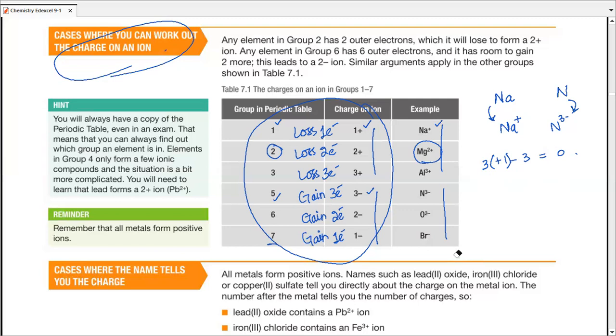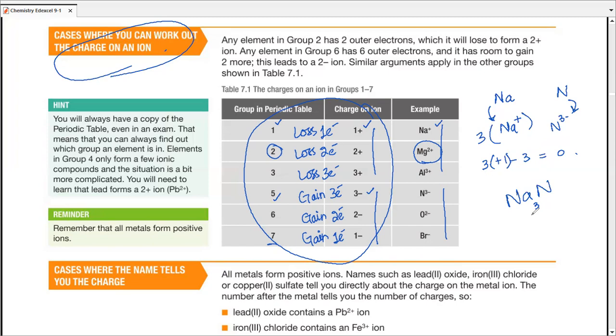Make sense? I'm going to go for simple mathematics. That's actually simple mathematics. So if we have 3 of these ions, we can work out the whole thing. So Na and N can be written together if we have 3 Na. There you go. You have the formula.